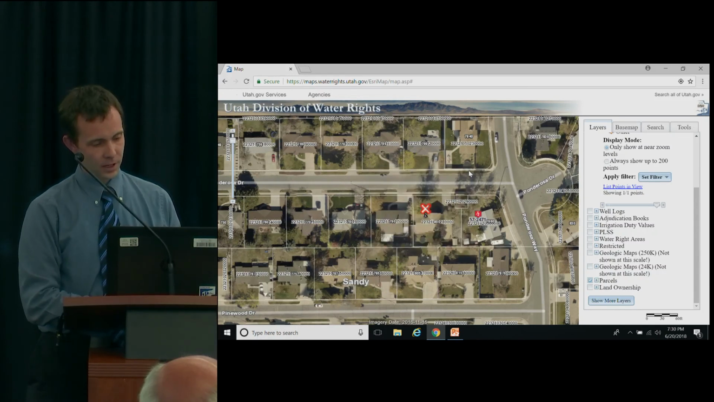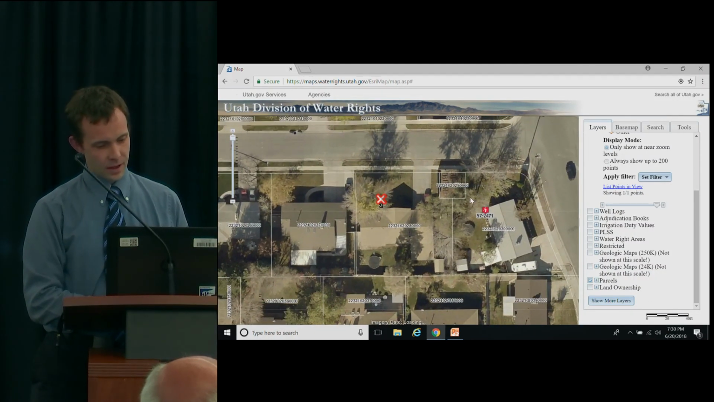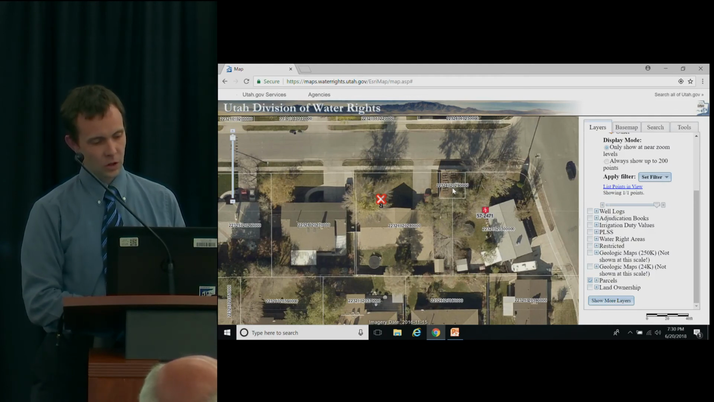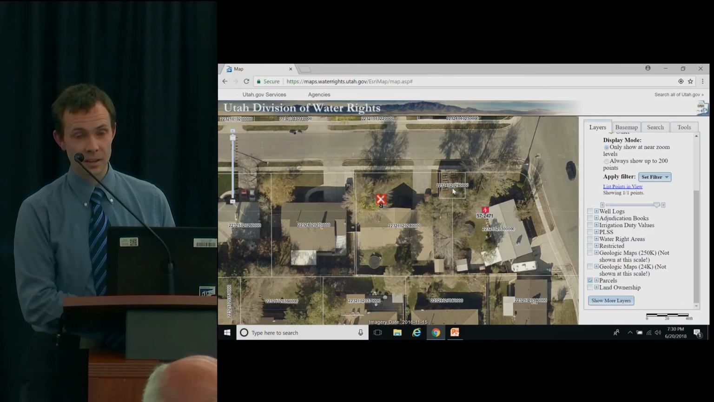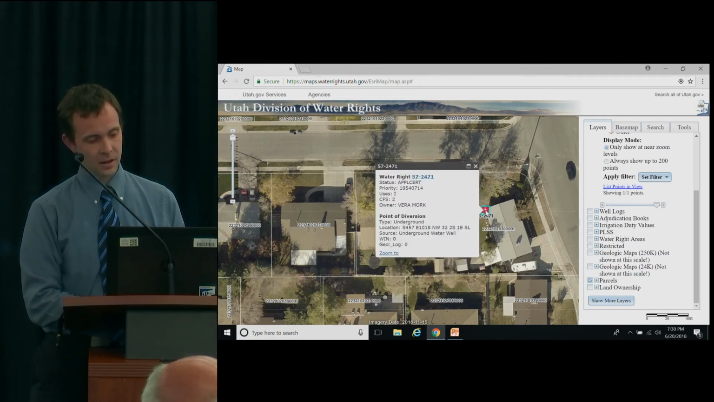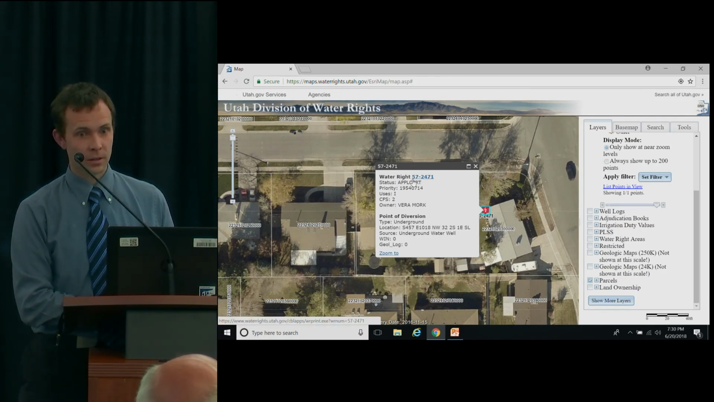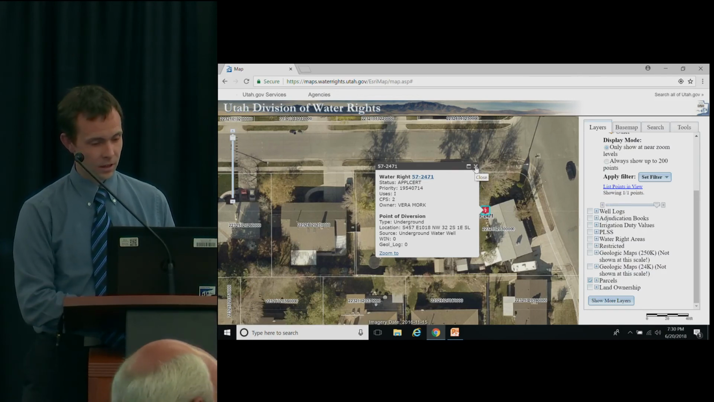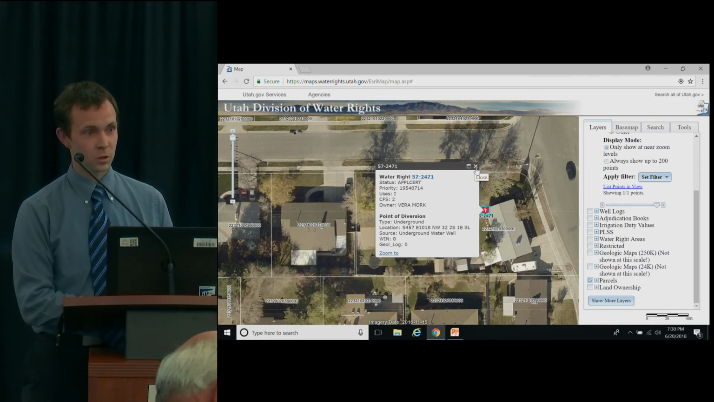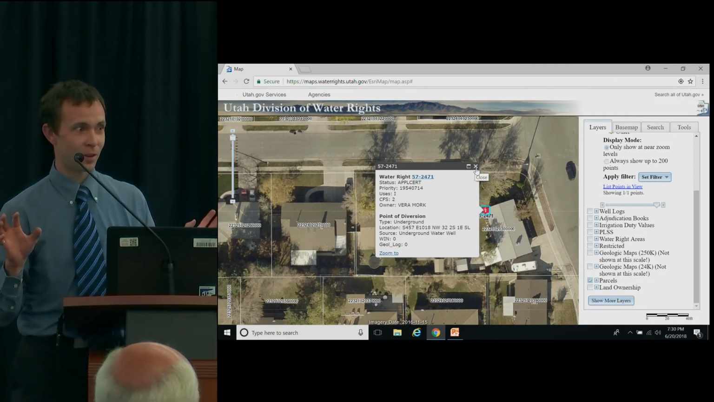Very good. Okay, so that's its address right there. And the closest thing I have indicating anything in the vicinity is this tag here. This tag says water right number 57-2471. I would latch onto that if I were you and investigate it. This cursory review doesn't necessarily mean it's your water right, but it very well may be.